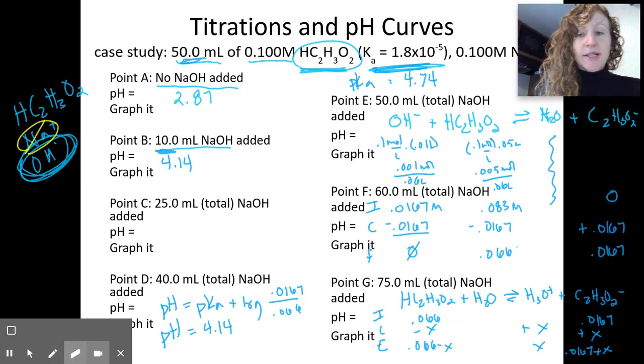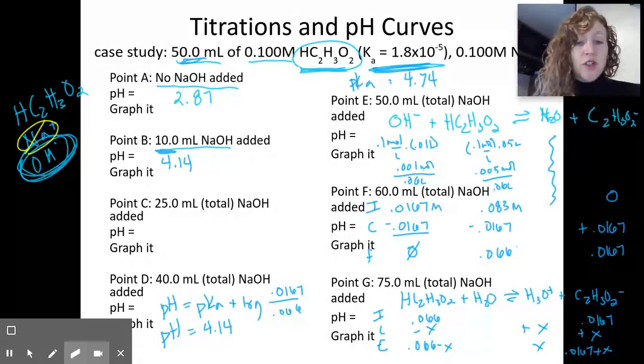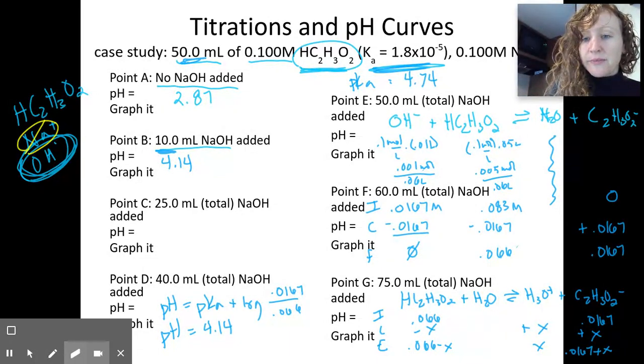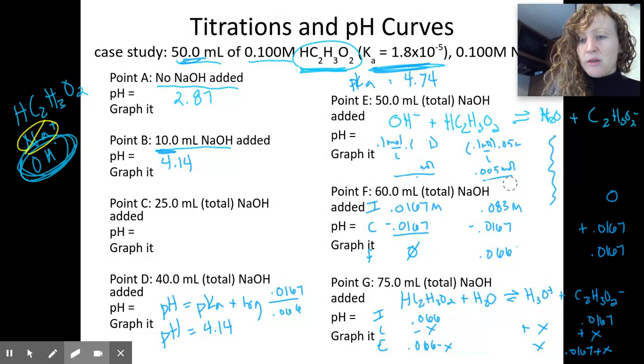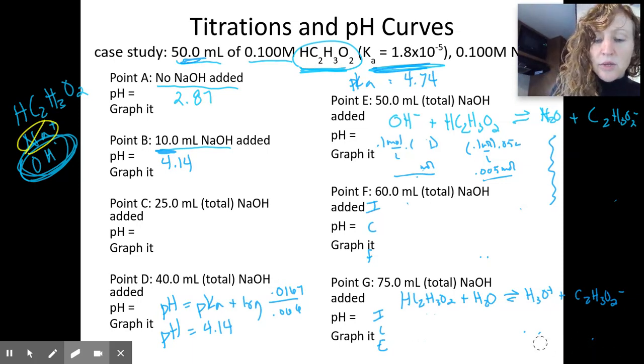All right, rather than erasing everything, I'm just going to erase the stuff that changes. Okay, so at point C, I have 25 milliliters of sodium hydroxide. So my volume of base changes, which is going to change the moles that I have. My total volume also changes. My moles of acid are not going to change, so I'll leave those. And then I'm going to get a new ice chart down here. And then we'll have to see what we are left with in the end. But at least this ratio is going to change. Okay, so let's see what we're left with.